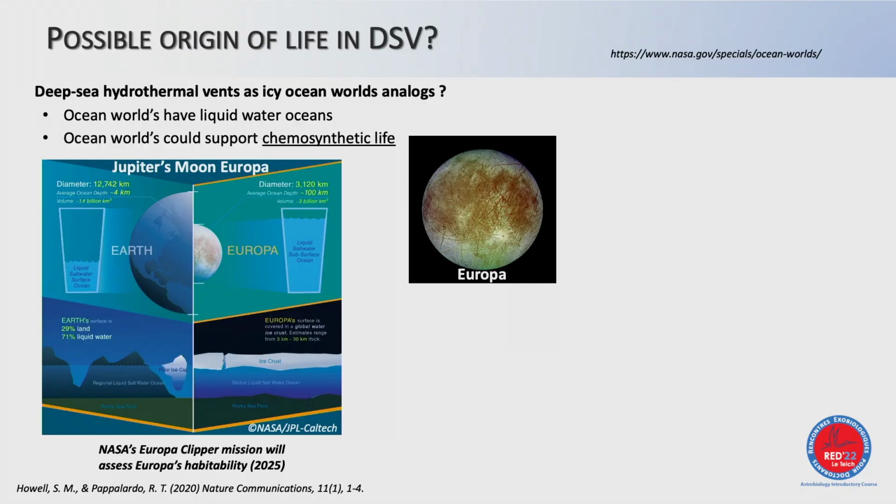So one good candidate for that is Jupiter's moon, Europa, and in several years there will be a mission, Europa Clipper, and this mission has one objective: to assess Europa's habitability and to see if all the conditions are there to prove that this moon can sustain life.